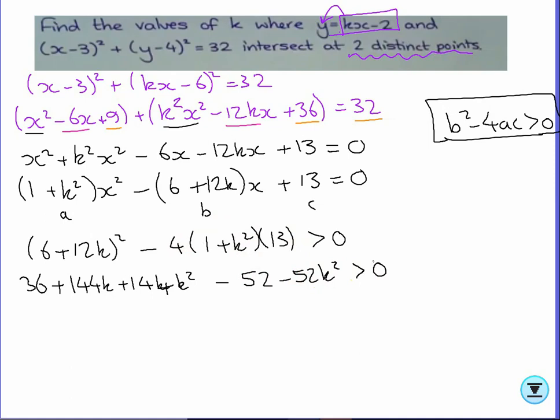So what's 36 take away 52? Minus, no it's not right, what have I done there? Minus 16. We've only got 144k, so let's just put that in there. So we've got 144k squared, but we're taking away 52 of those, and we get 92k squared.